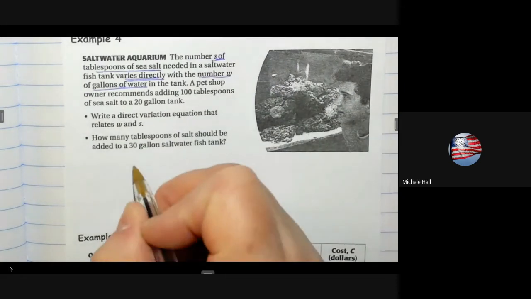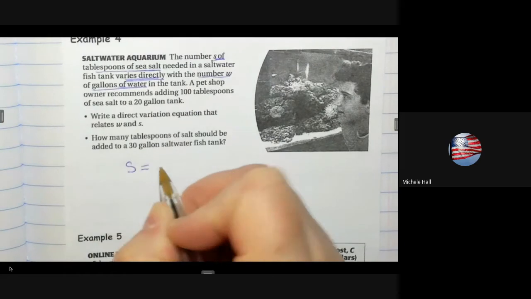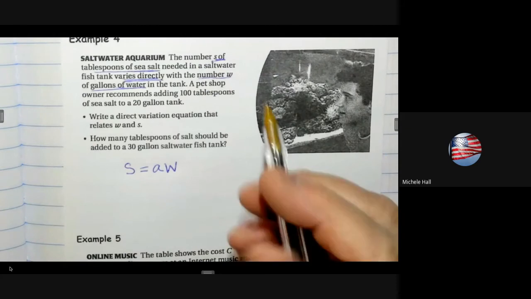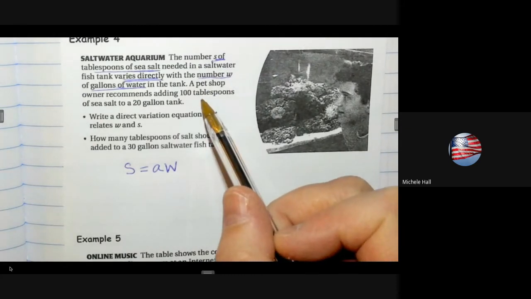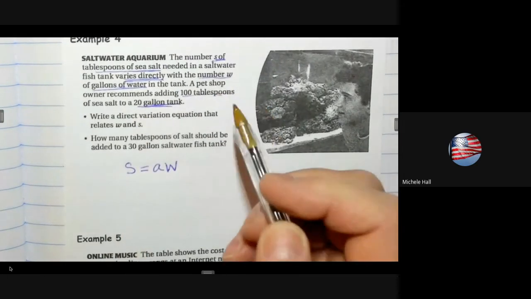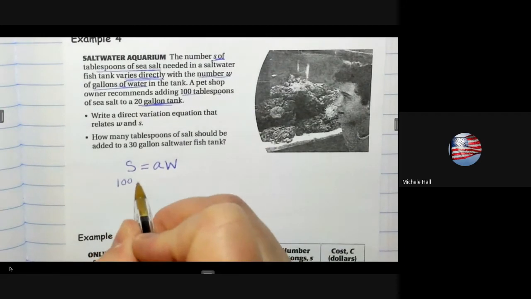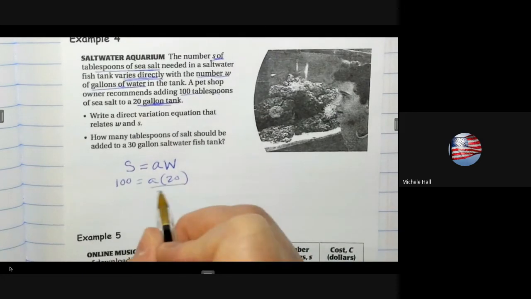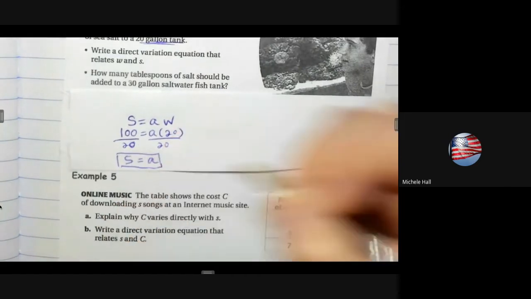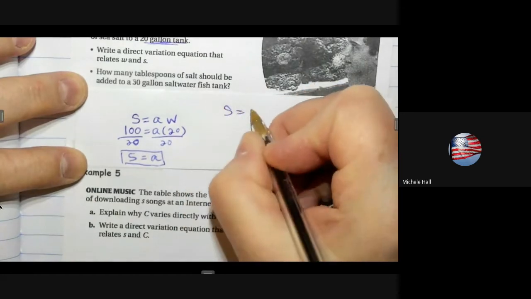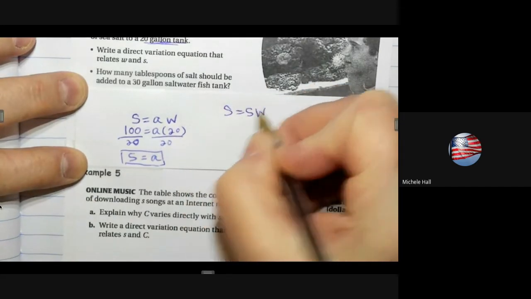So we have that the sea salt varies directly with the water in the tank. And we know that the salt is 100 and the water in the tank is 20. So the salt is 100 and the water is 20. When I solve for a by dividing by 20, 100 divided by 20 is 5. We get a equals 5. So our direct variation equation is S equals 5W.